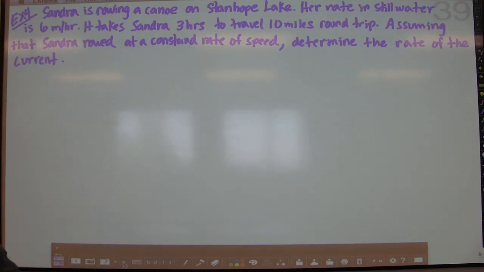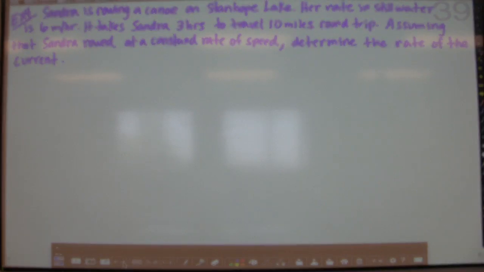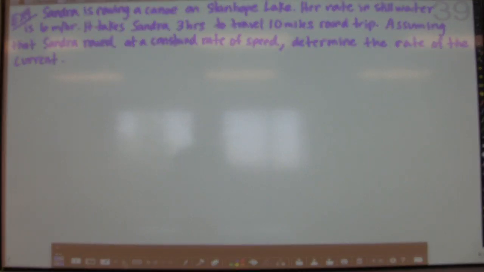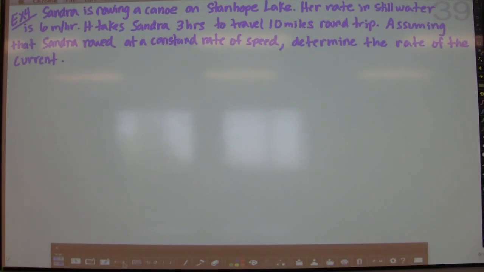It says here that Sandra is rowing a canoe on Stanhope Lake. Her rate in still water is 6 miles per hour, so that's without any current. It takes Sandra 3 hours to travel 10 miles round trip. Assuming that Sandra rowed at a constant rate of speed, determine the rate of the current. So basically we are given her speed in still water and the time it takes her to travel with the current and against the current.